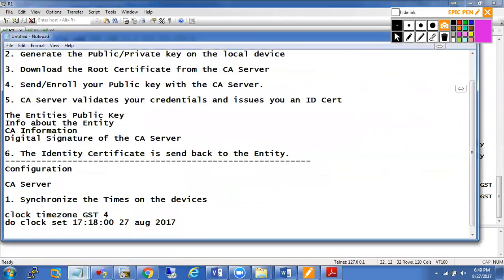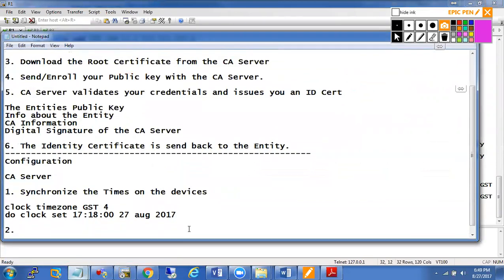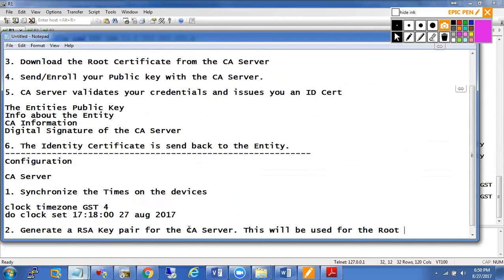Step 2, generate a PKI or RSA key pair for the CA server. This will be used for the root certificate. What's the purpose of the root certificate? To sign the identity certificates and also validate them.